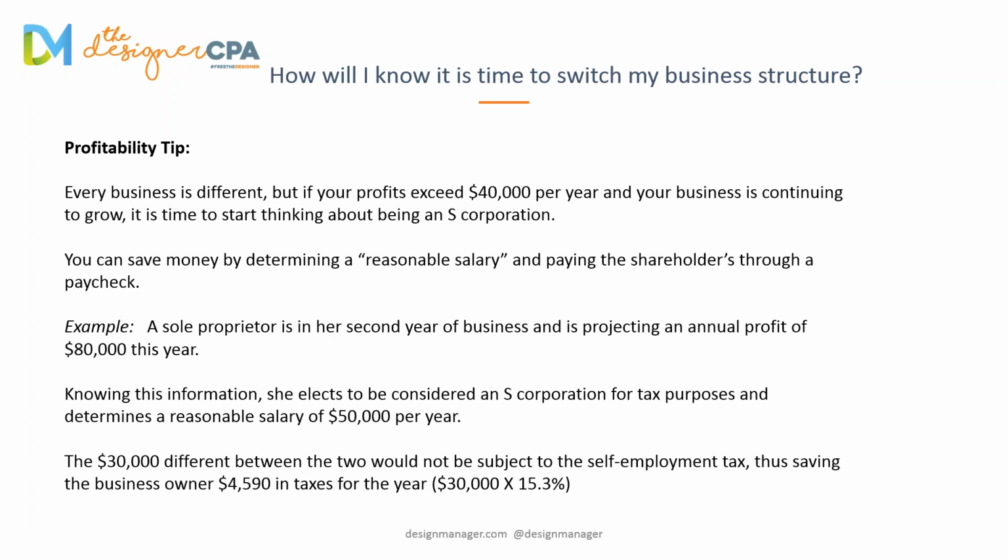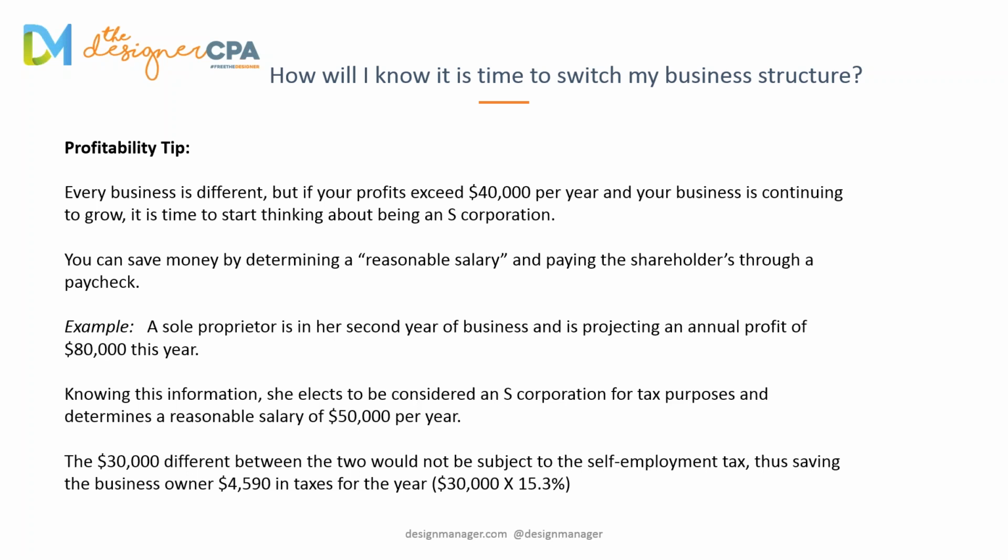So here's an example. You've been operating as a sole proprietor. This particular designer is in her second year of business, and she's projecting an annual profit of $80,000 this year. So it's over the $40,000 amount. Now it's time to start thinking about the S corporation. And so knowing this information, she elects to be considered an S corporation for tax purposes and determines a reasonable salary of $50,000 per year.